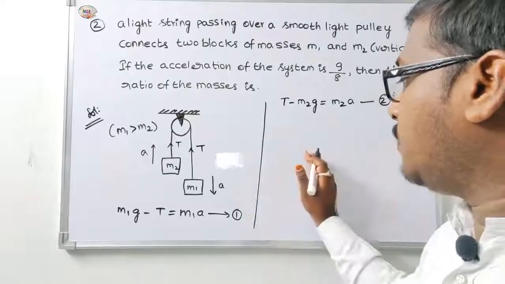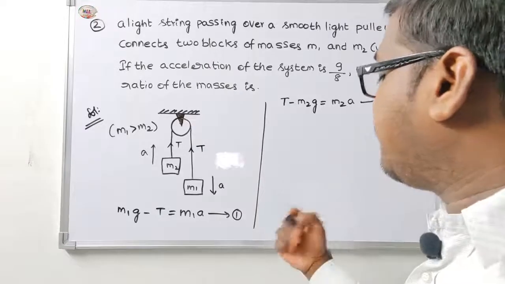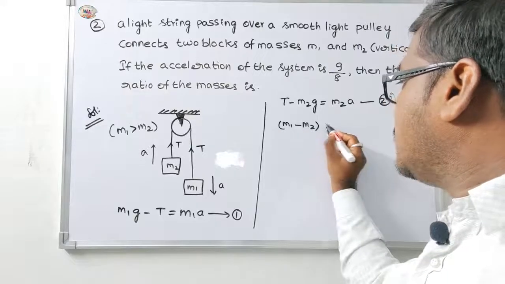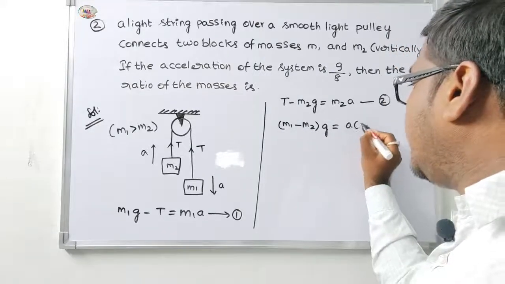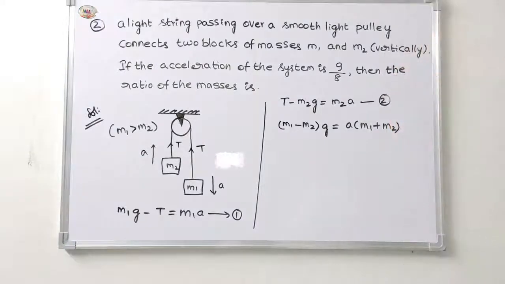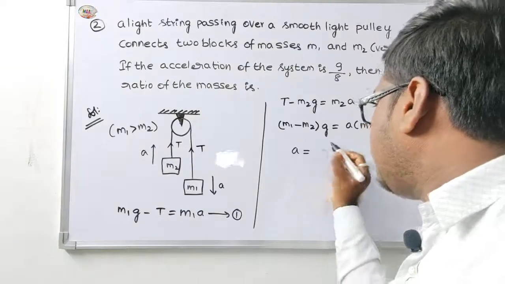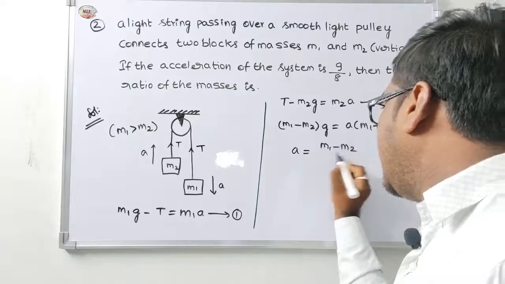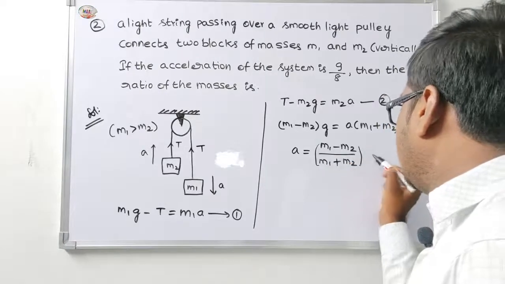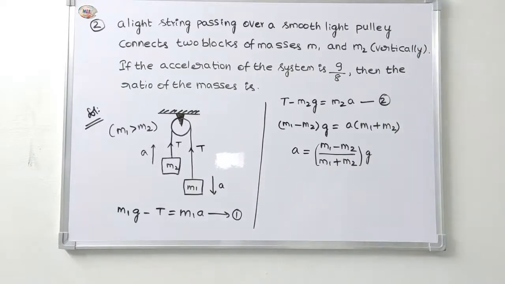From equation 1 and 2, T cancels. (m1 minus m2) into g is equal to a into (m1 plus m2), and then a is equal to (m1 minus m2) by (m1 plus m2) into g.